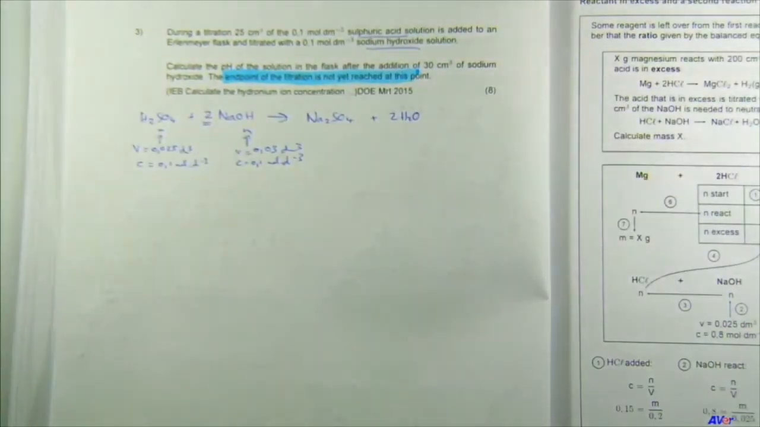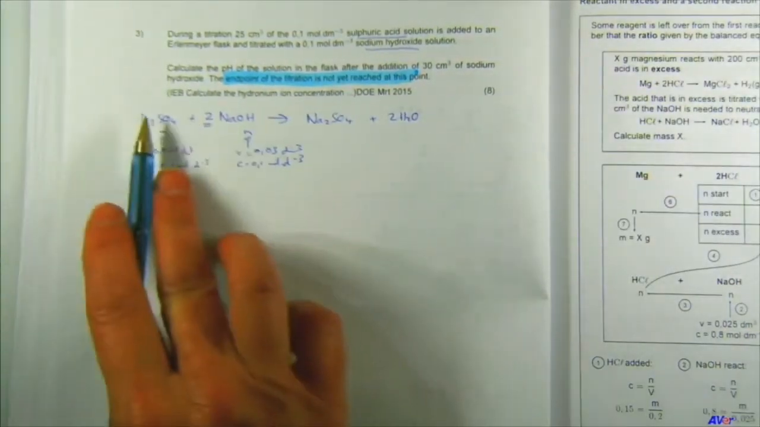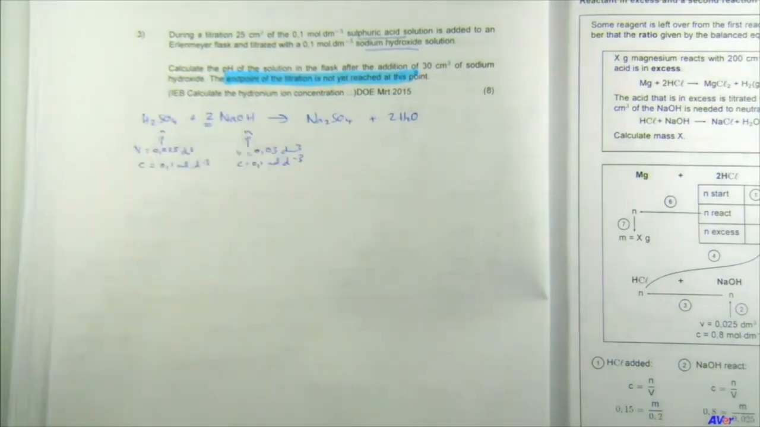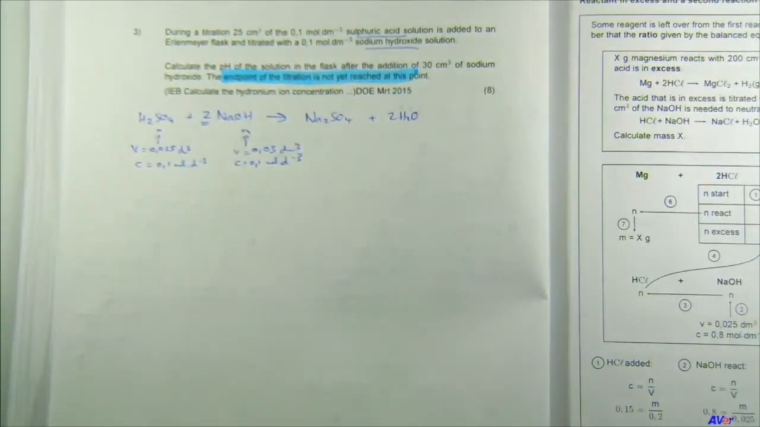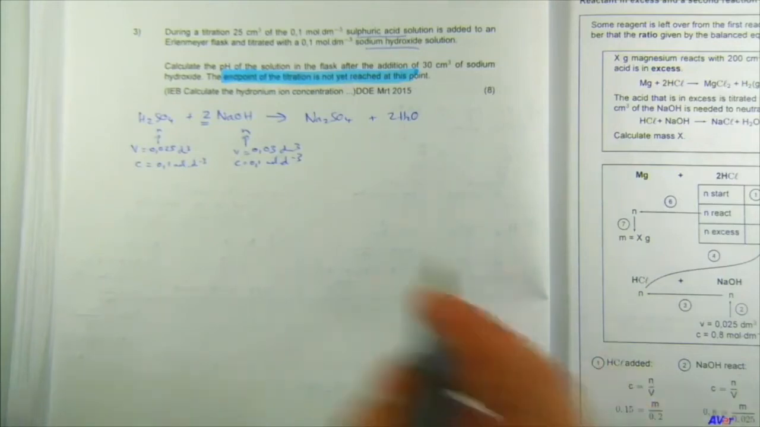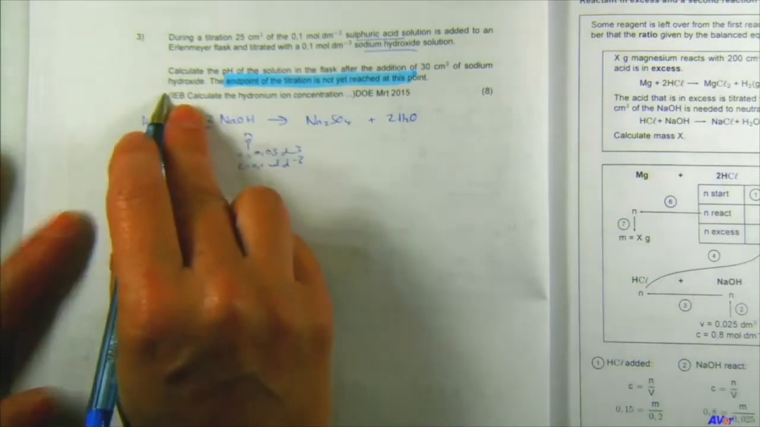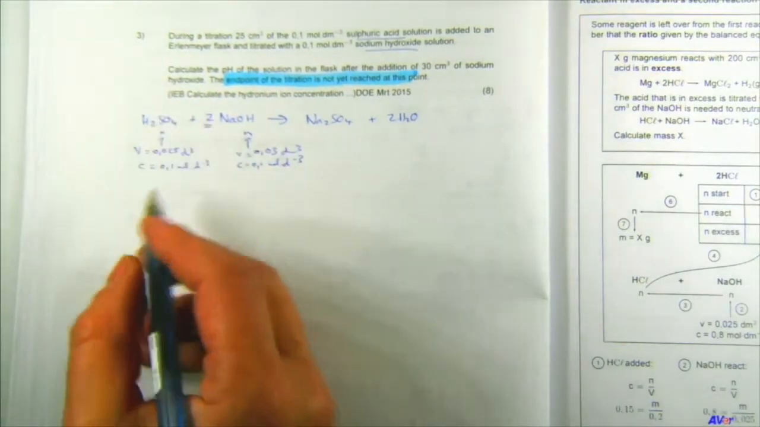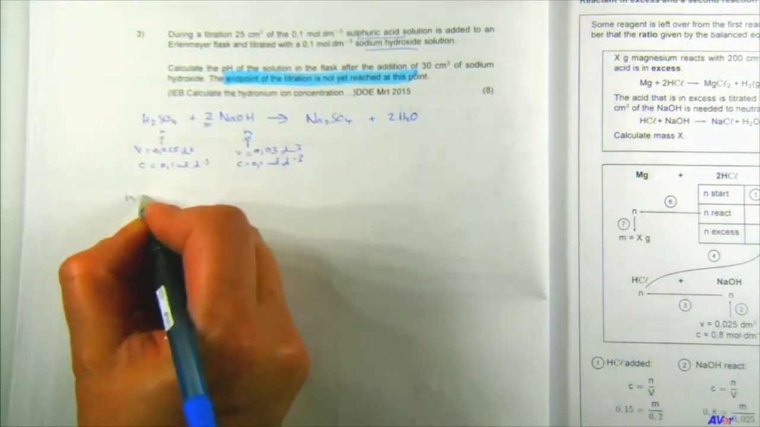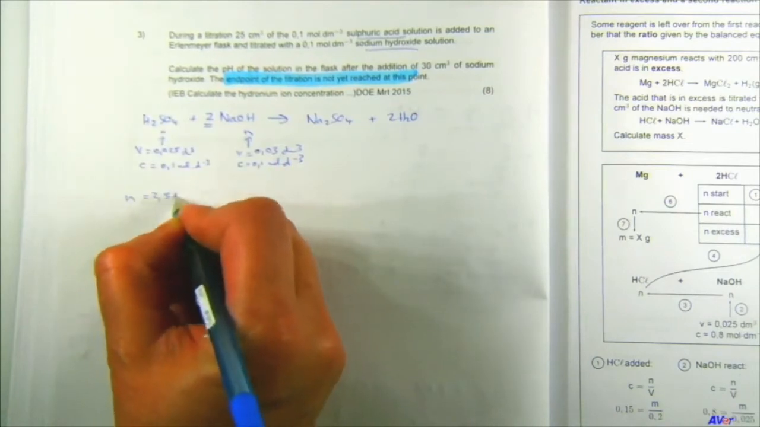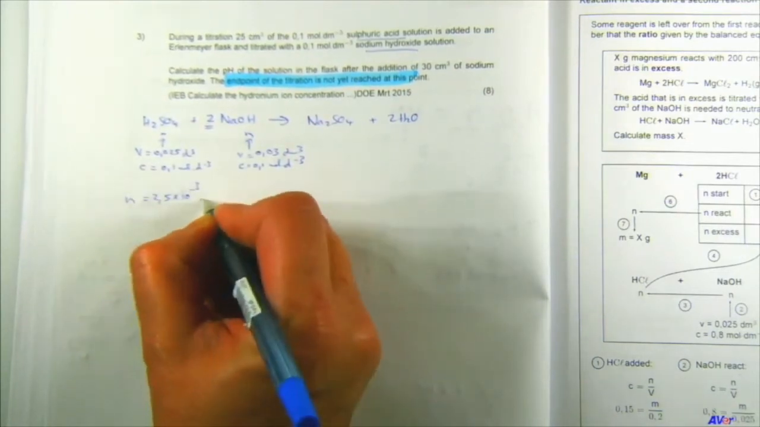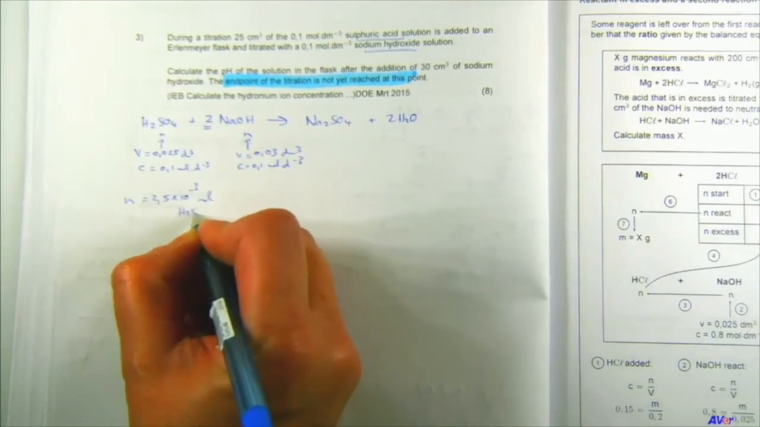Okay, so what now? Now you can't take it for granted that they're in the ratio 1 to 2. Now, one of them will be the limiting agent and one of them will be in excess at that moment. Is that right? So what you're going to do is calculate the moles. Now, we don't have a lot of time. So for this one, the moles end up as 2.5 times 10 to the minus 3 moles of H2SO4. You know how to do that.